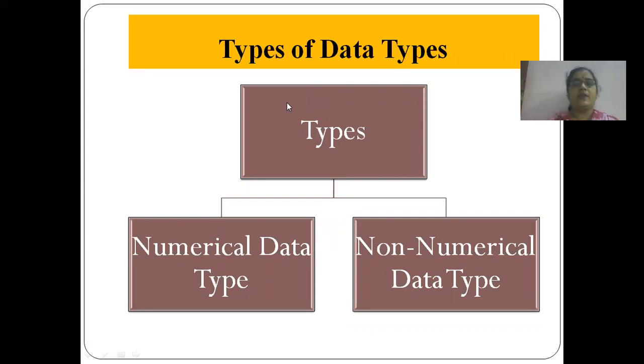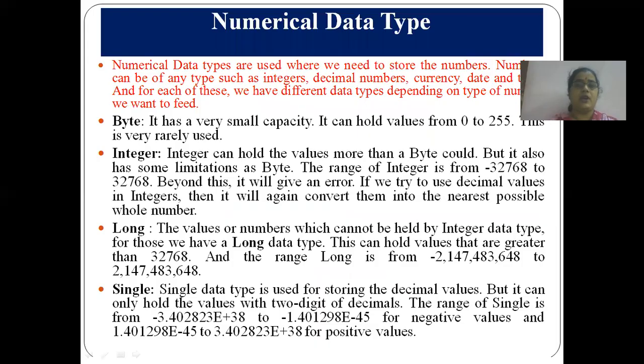Okay. Then there are two basic types of data type which you use in Visual Basic. First one is numerical data type and second one is non-numerical data type. So the next question that may arise in your mind is what is the difference between numerical data type and non-numerical data type?